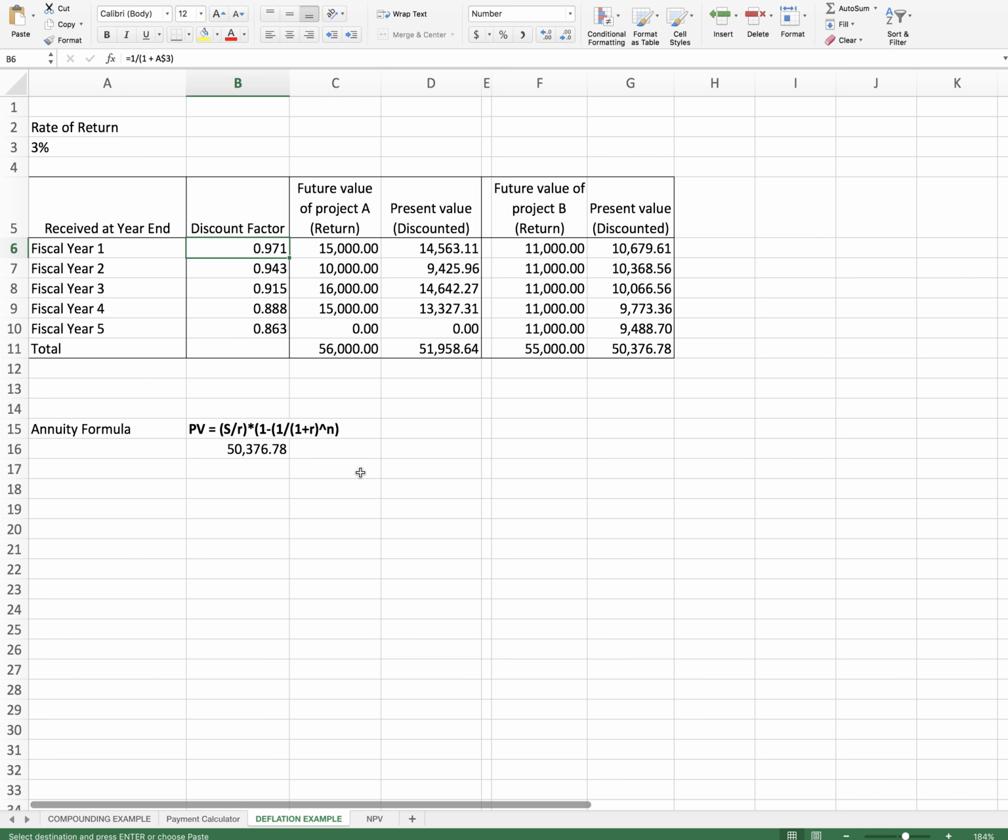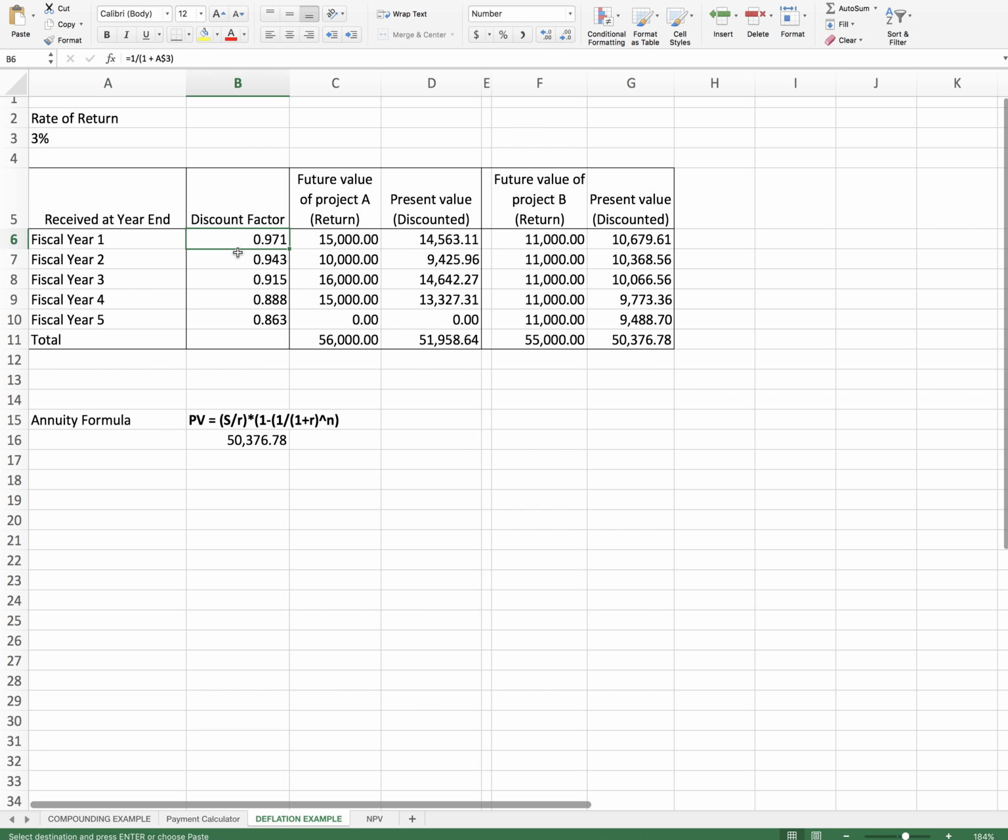Looking at this project, you can see that we have 5 years' worth of information, fiscal year 1 through 5. And we also have our discount factor. The discount factor is essentially just a formula where I have 1 divided by 1 plus the rate, and my rate is 3%. So when I do that for year one, that gives me 0.971.